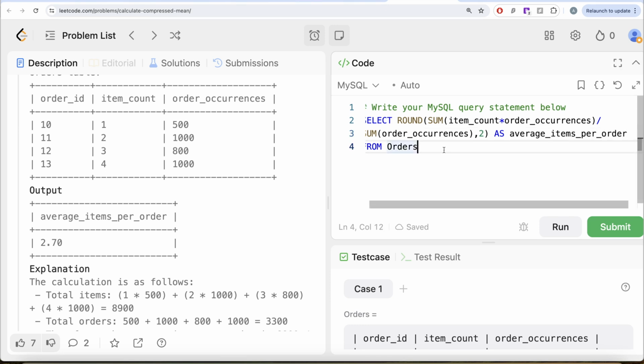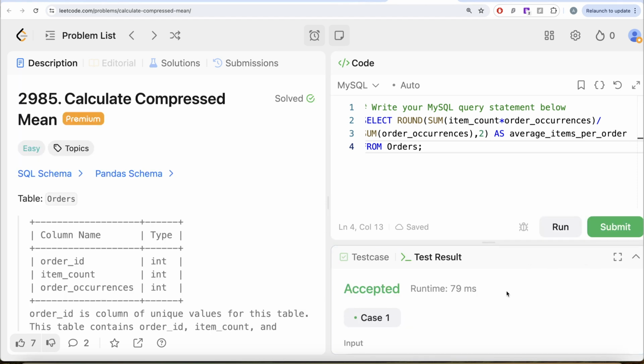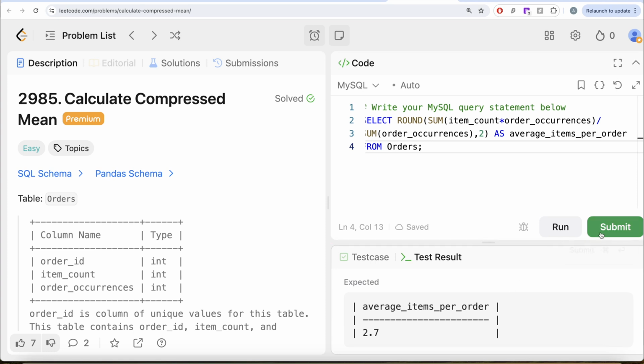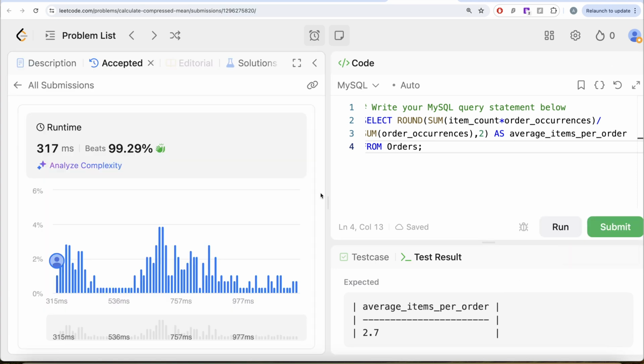Okay, let me go ahead and run this. Let's see what we get in our output. So this is accepted, and this is how we do it, right? Our output is the same as the expected output. Let me go ahead and submit this. It passes all the test cases. So this is accepted, and this is how we do it.